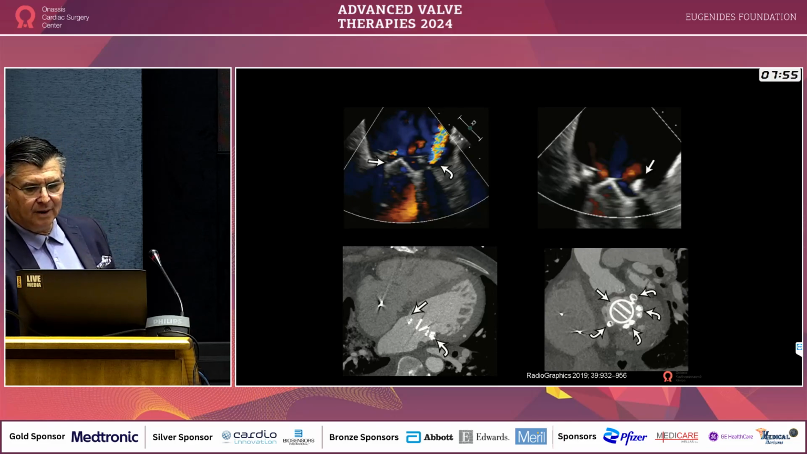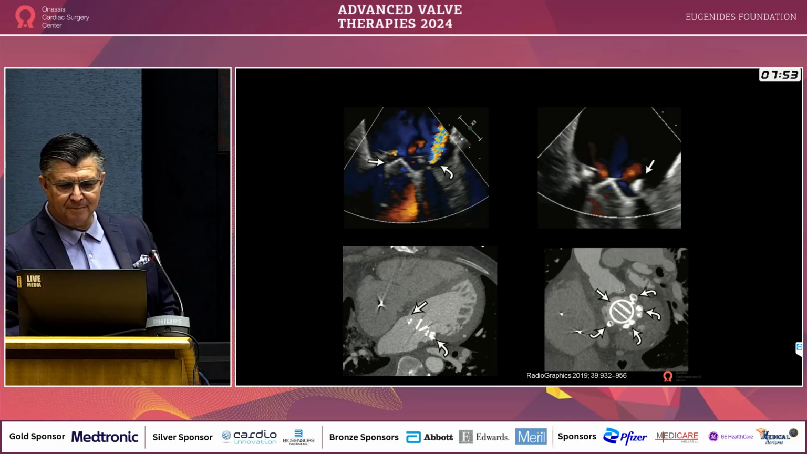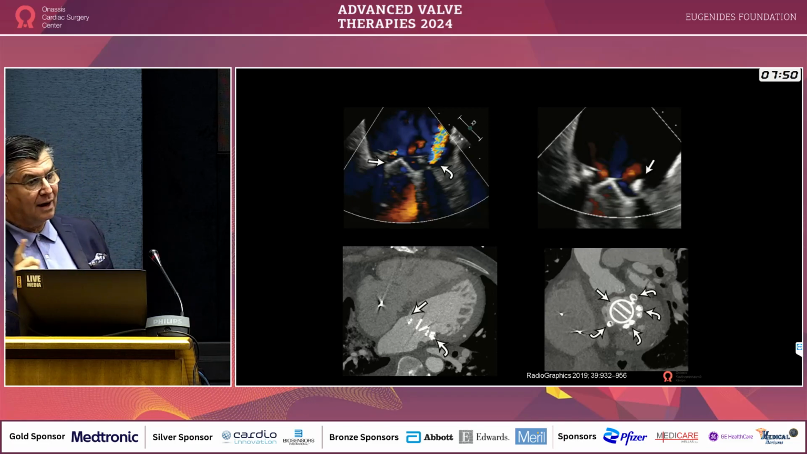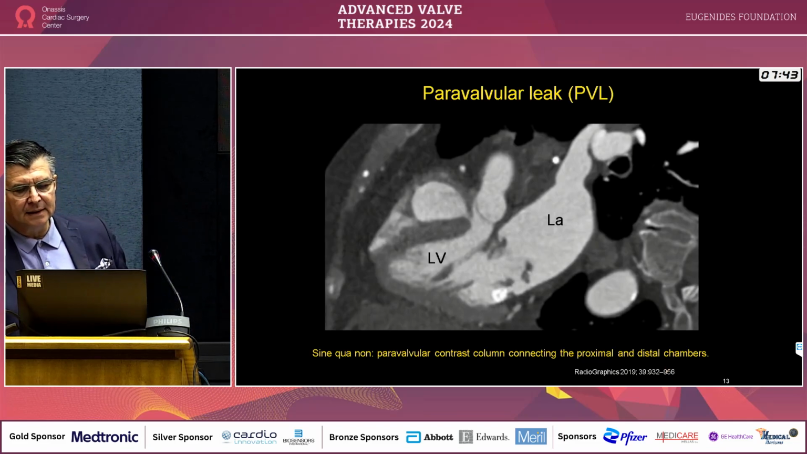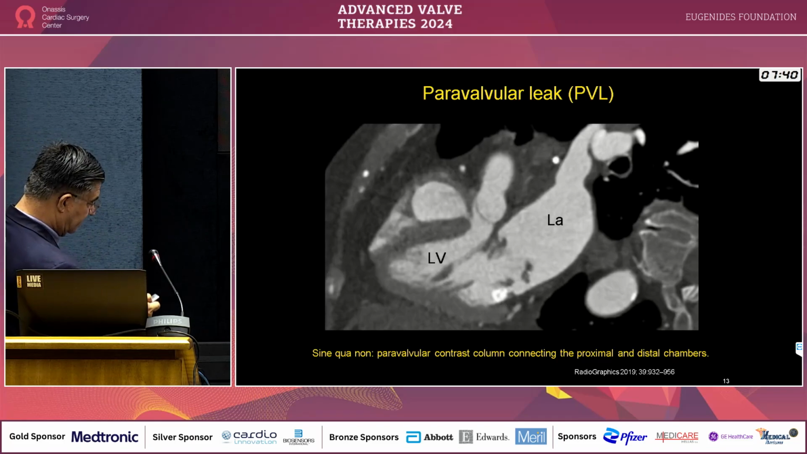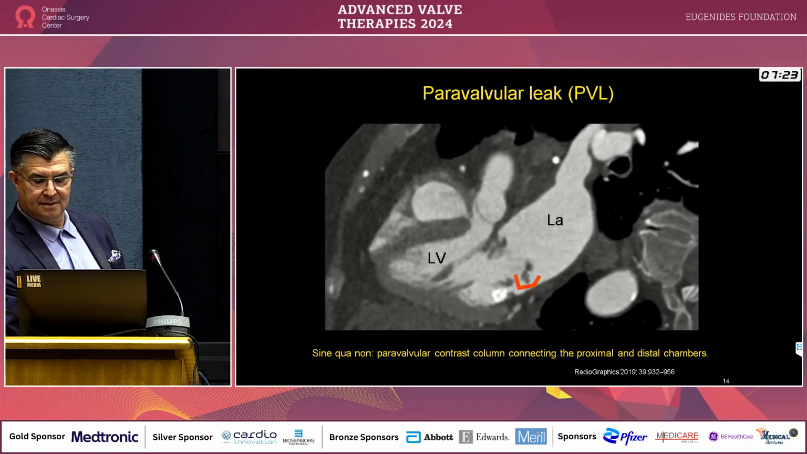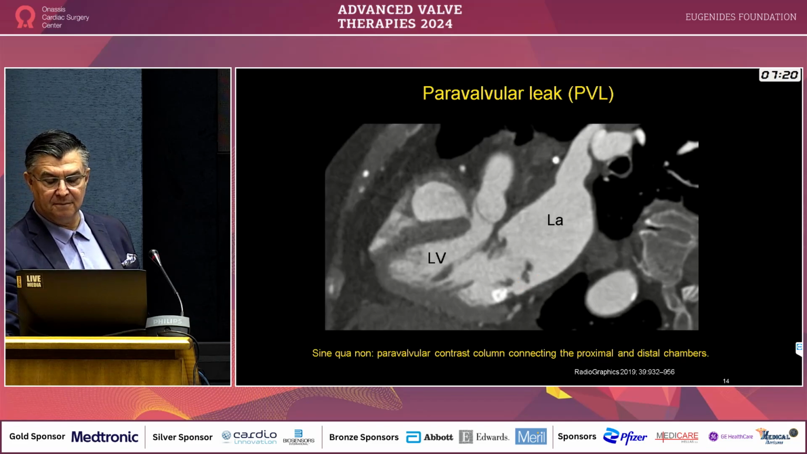Again, here we have an image of a PVL in a mitral valve before and after therapeutic intervention. This is one of our cases. This is the left atrium. This here is the left ventricle. This here is the valve, and here is the channel that connects the two lumina. This is the channel. This is the PVL.